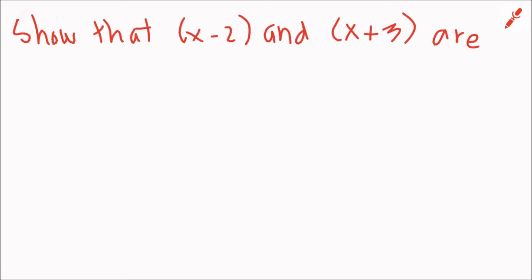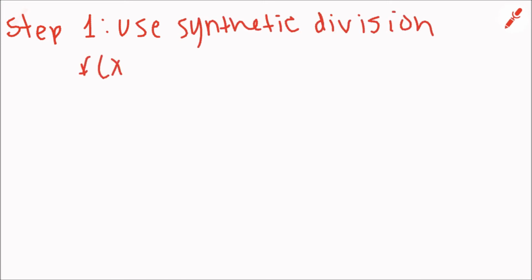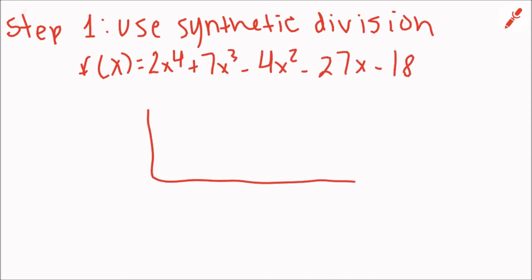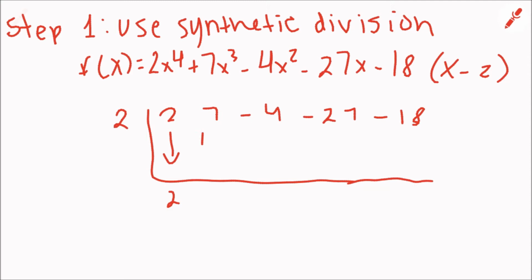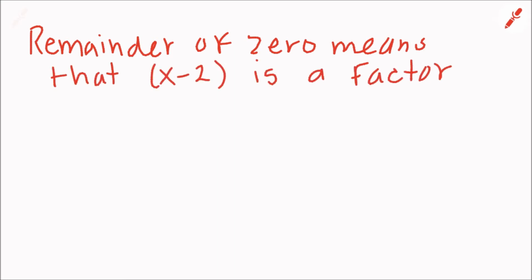So let's show that x minus 2 and x plus 3 are factors of the following polynomial. In our first step, we're going to use synthetic division on this polynomial for the factor x minus 2. So set up your division process. And we get a remainder of 0. If we get a remainder of 0, we can say that x minus 2 is a factor of f of x.